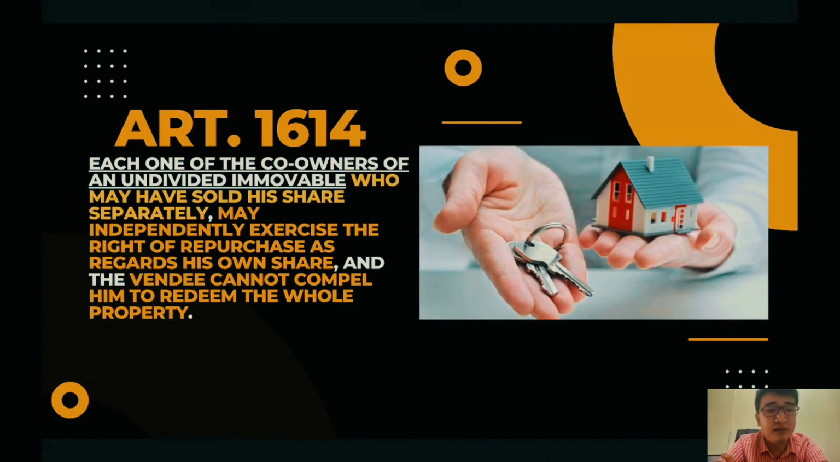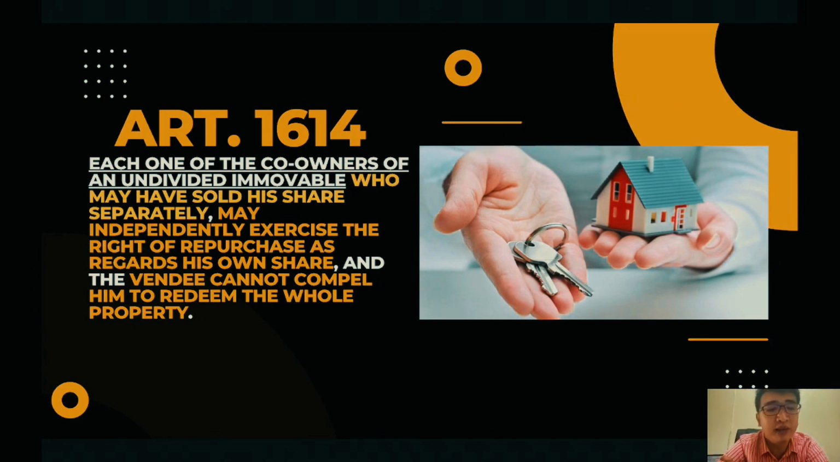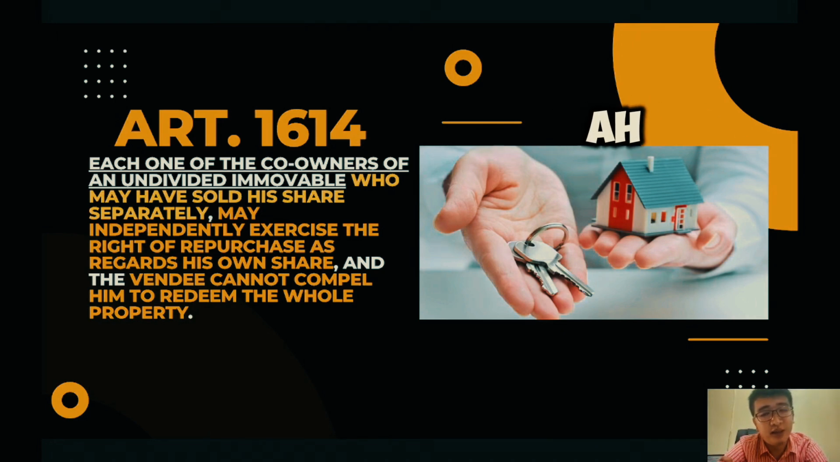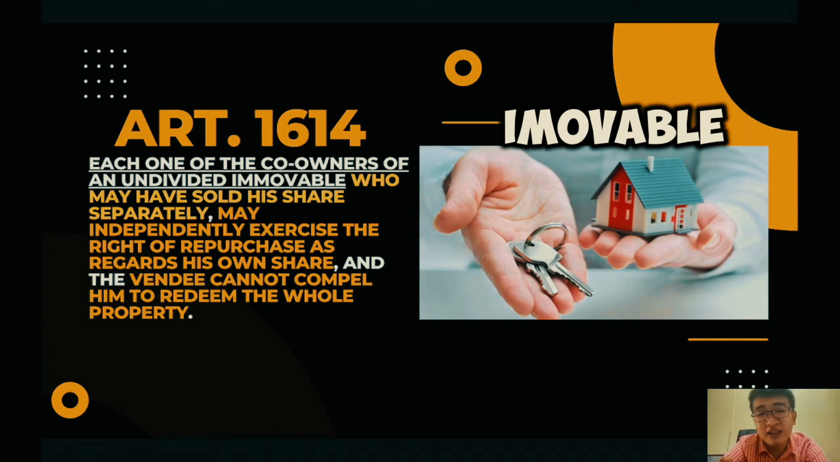Article 1614. Each one of the owners of an undivided immovable who may have sold his shares separately may independently exercise the right of repurchase as regards his own share, and the vendee cannot compel him to redeem the whole property. Ito naman, iba naman ito. Let's say for example, ABC, okay, inherited a piece of land from their ancestor. Huwag na nating pangalanan, basta ABC. Okay, so they owned the portion of land. So sila, ang tawag mo sa kanila na herederos, na heirs, is co-owners. Sila yung may-ari ng property. Co-owners sila ng immovable. Hindi nila paghahatian kasi nga immovable yan and undivided. Hindi pwedeng mahati. Okay? Kaya co-owners.